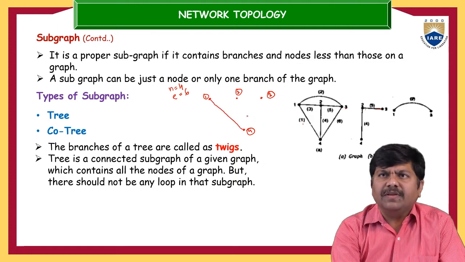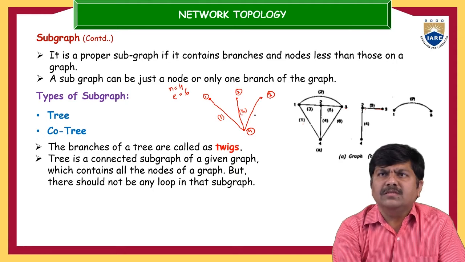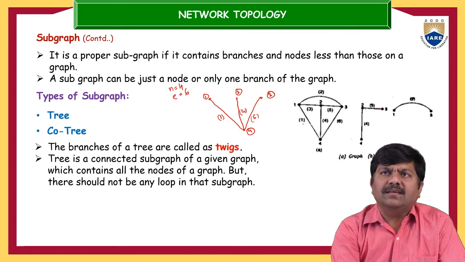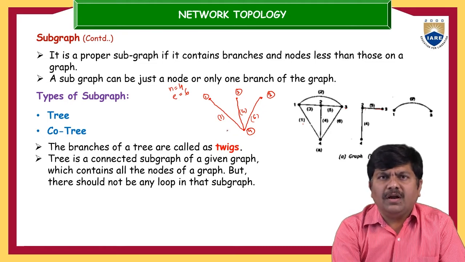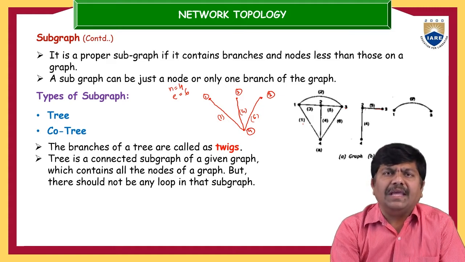Next one is, suppose you are drawing one more thing like this. And if you are going to draw one more thing like this, this is nothing but element number 1 and this is element number 4 and this is element number 6. So here, while developing this type of subgraph, in order to develop the tree, first thing is you should not remove any one of the nodes. All the nodes you have to consider.